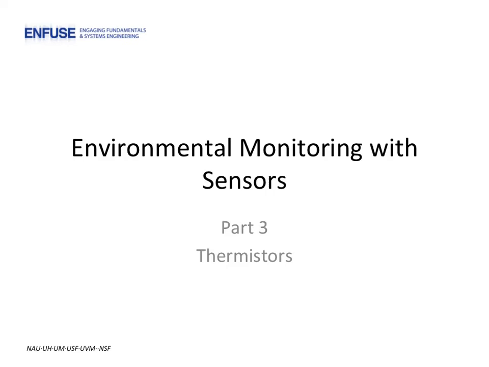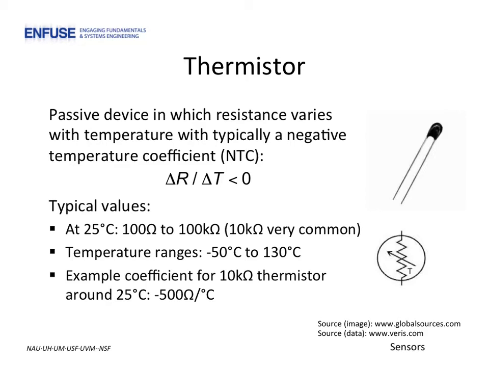In this clip, we'll cover one of the simplest and lowest cost sensing devices, the thermistor. As indicated by its name, the thermistor has resistance, which is dependent on the local thermal conditions, that is, temperature. Here we see an image of a low-cost thermistor, along with its electrical symbol. As indicated in the symbol, the resistance is variable.